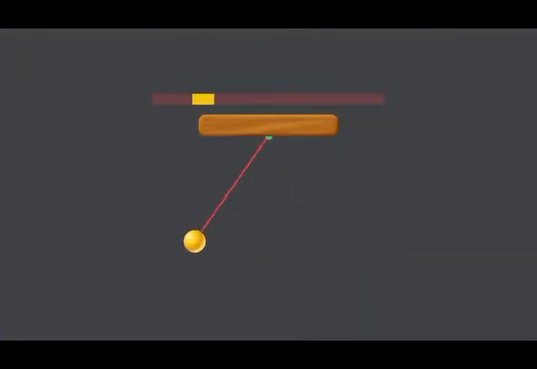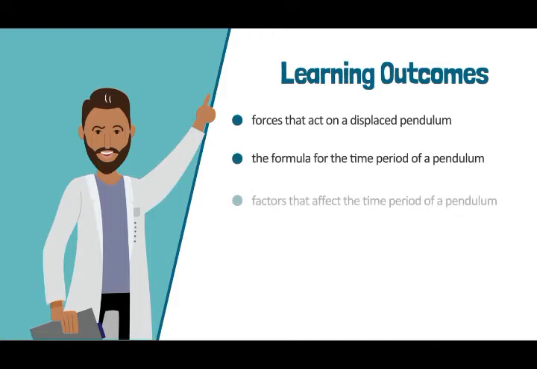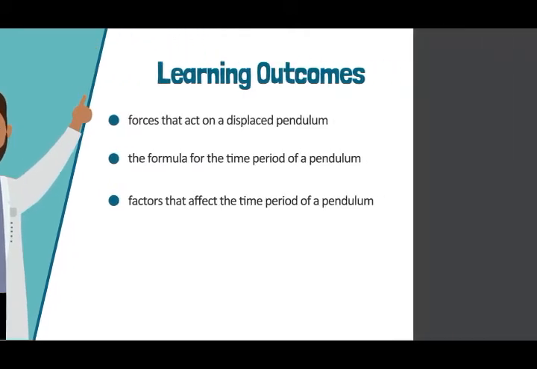The movement of a pendulum is an example of simple harmonic motion. We know that in simple harmonic motion, there is always a restoring force acting towards the mean position of a vibrating or oscillating system. In this video, we will have an in-depth look at the forces that act on a displaced pendulum. We will also discuss the factors that influence the motion of a simple pendulum.